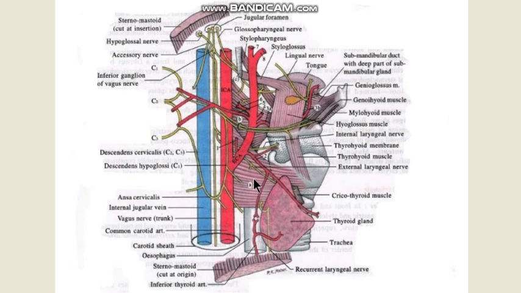Now in contents of the carotid triangle you have a lot of contents. You have the common carotid artery, you have the external and internal carotid arteries, you have the branches of the external carotid artery, that is the ascending pharyngeal artery, you have the superior thyroid artery, you have the lingual artery, you have the facial artery, you have the occipital artery, and you have the posterior auricular artery. So many arteries you have here.